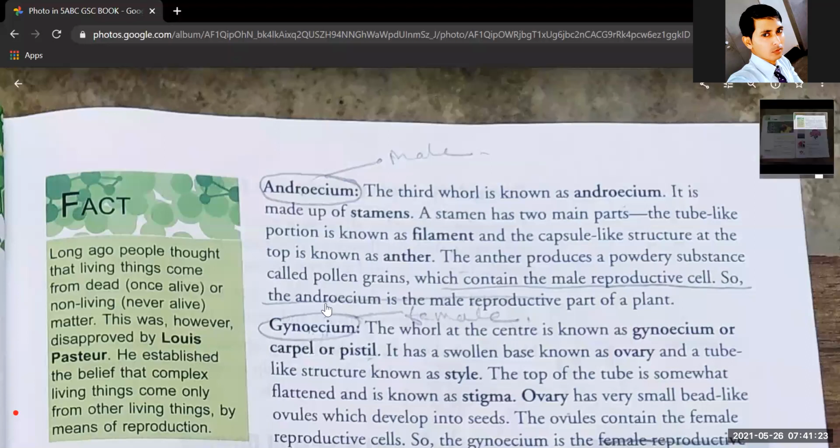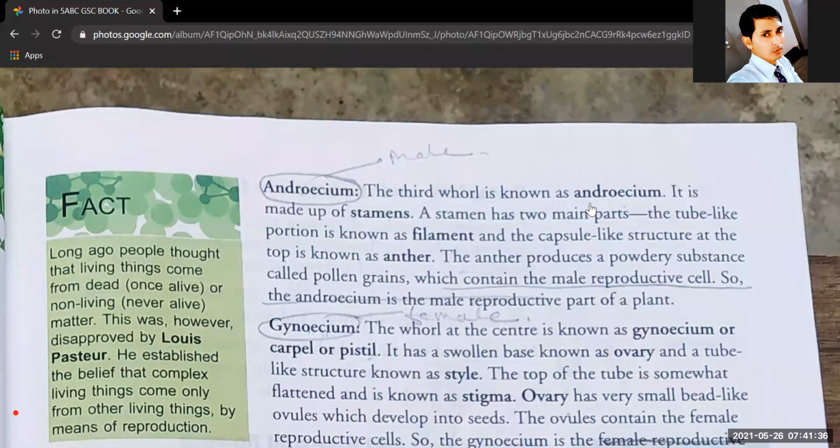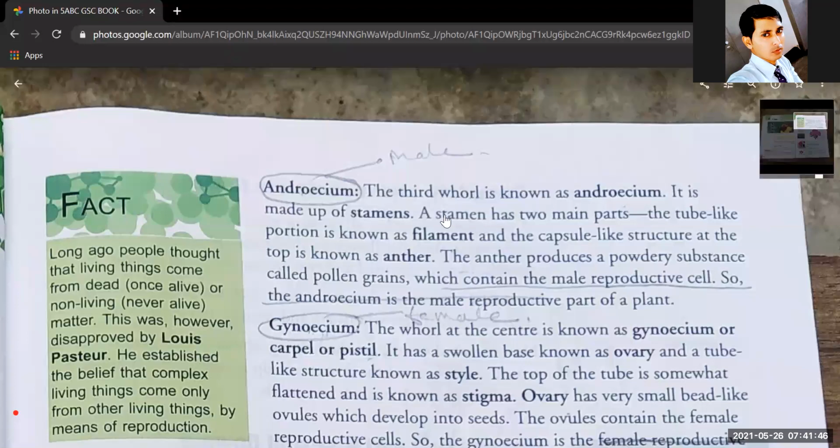So let us see first about Androsium. The third whorl is known as Androsium. Whatever I am telling you, all of you need to keep it in your mind. The first whorl was calyx, and another one was corolla. Then this third one is Androsium.